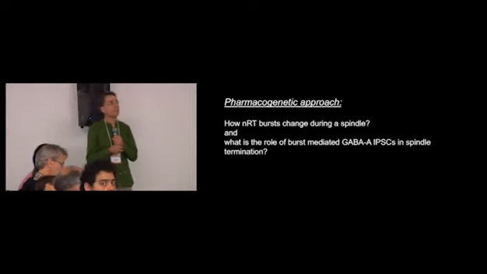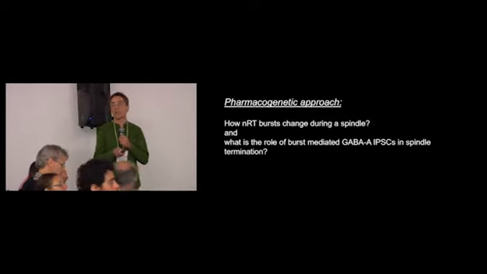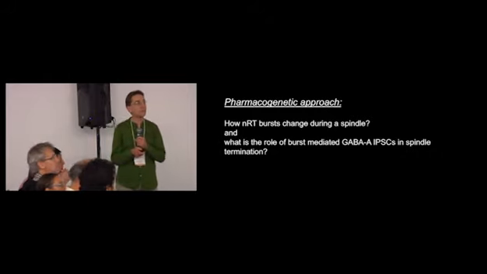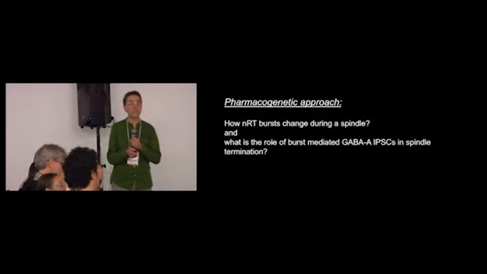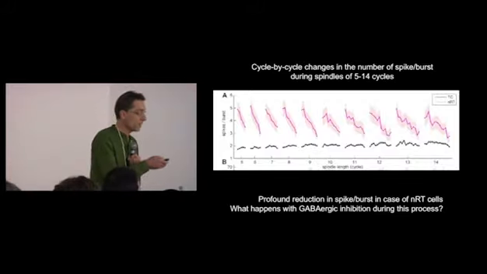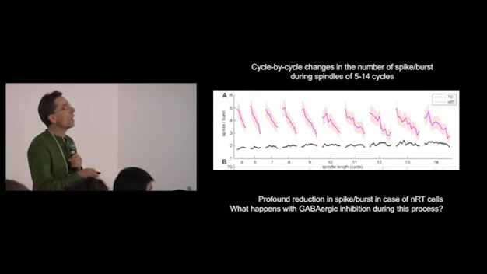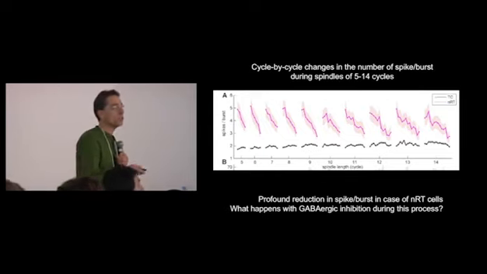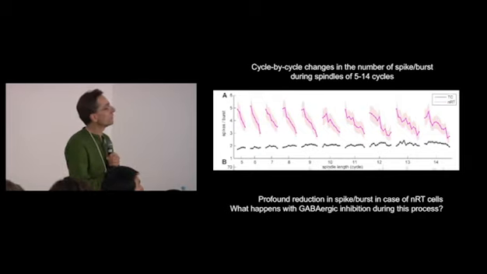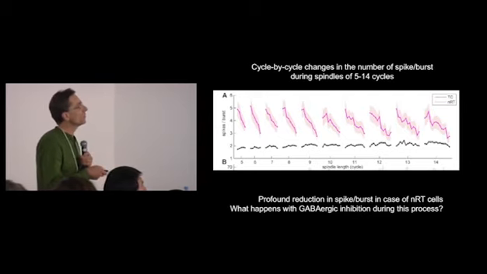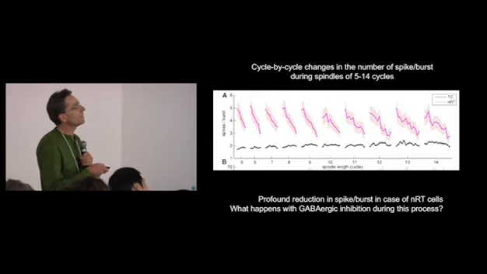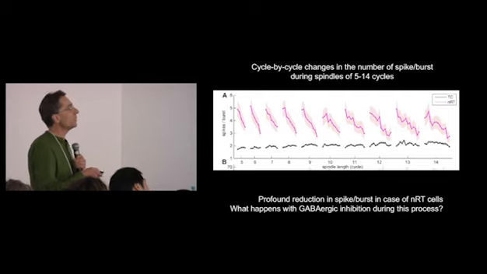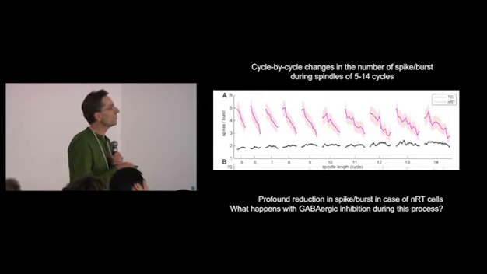And for this, basically, we have to interrogate the GABA-A receptors. This is a very tricky business, since, as I will show you later, there are no specific antagonists to do this. So what we first plotted was how the NRT bursts change as the spindle progresses. So we selected spindles with 5, 6, 7, 8 cycle duration and examined cycle by cycle how the spike number within individual bursts changes as the spindle progresses.